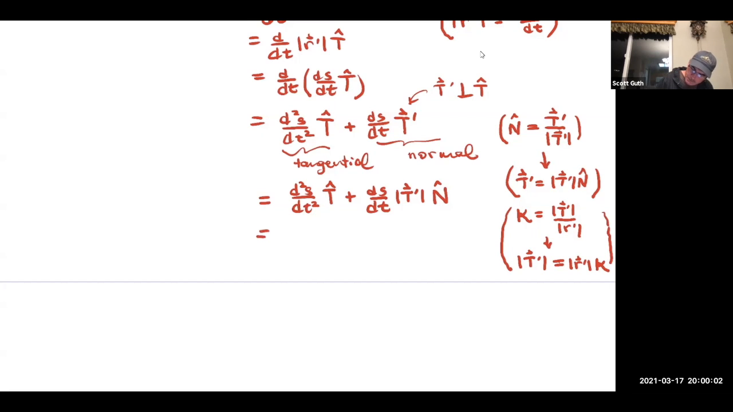So that means I'm going to keep this d2s over dt squared times the unit tangent, plus I've got this ds over dt times the magnitude of T prime, which is the magnitude of r prime times curvature times the unit normal. The only other thing I need to add is to remind you that the magnitude of r prime is the speed. That's the rate at which arc length grows as you move along a curve. So that's another ds over dt.